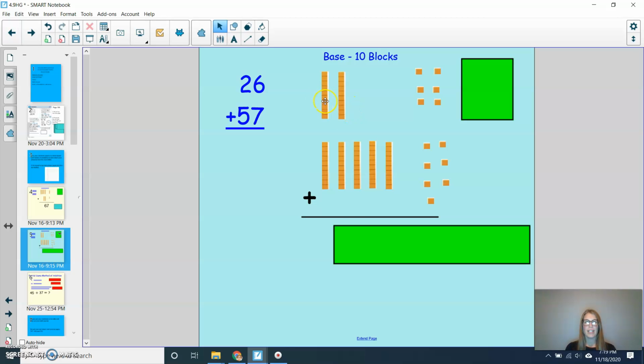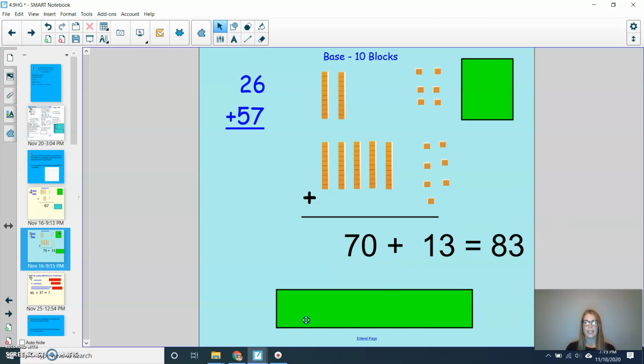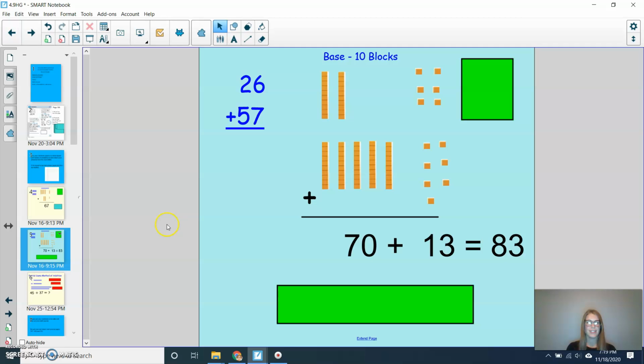All right, so I know that 20 plus 50 would bring me to 70. And then I'm going to add my ones. So I know that 6 plus 7 equals 13. Now I'm going to add 70 plus 13, which would give us 83.